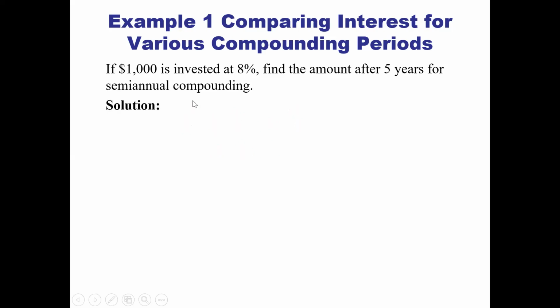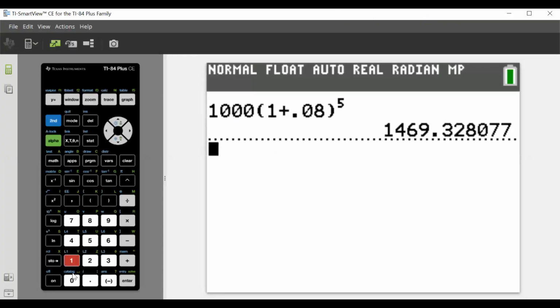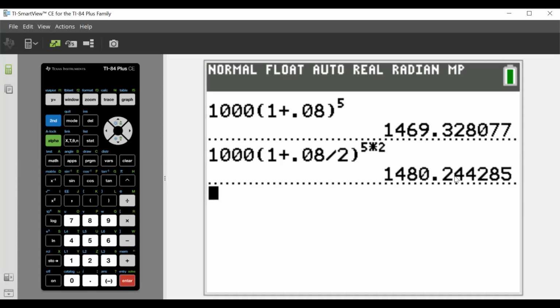Well, now semi-annually compounding. Well, what's that mean? Well, that means it's going to be twice a year. So the only thing different here is we're going to have A is equal to 1,000 times 1 plus the 0.08, and then divided by 2, and we have 2 times 5. So that will give us 1,000 times 1 plus 0.08 divided by 2, and then that's raised to the 5 times 2. And so we get 1480.24.